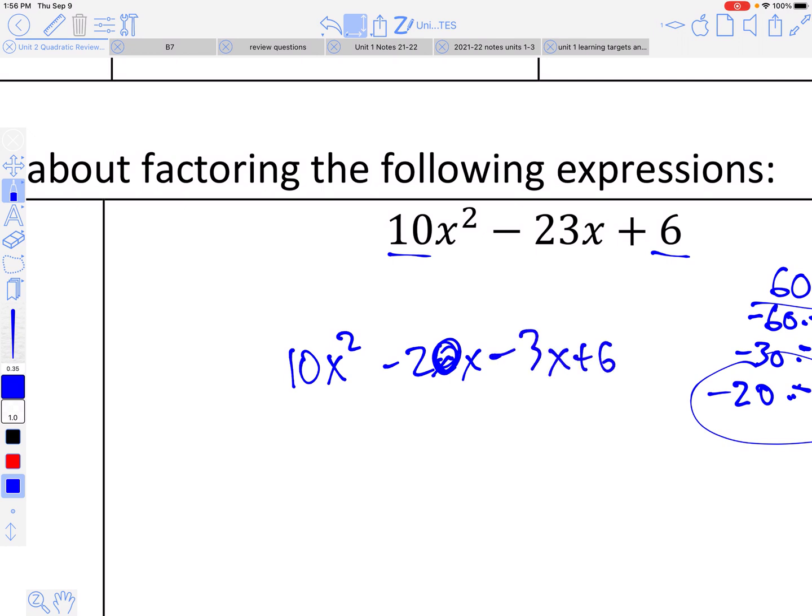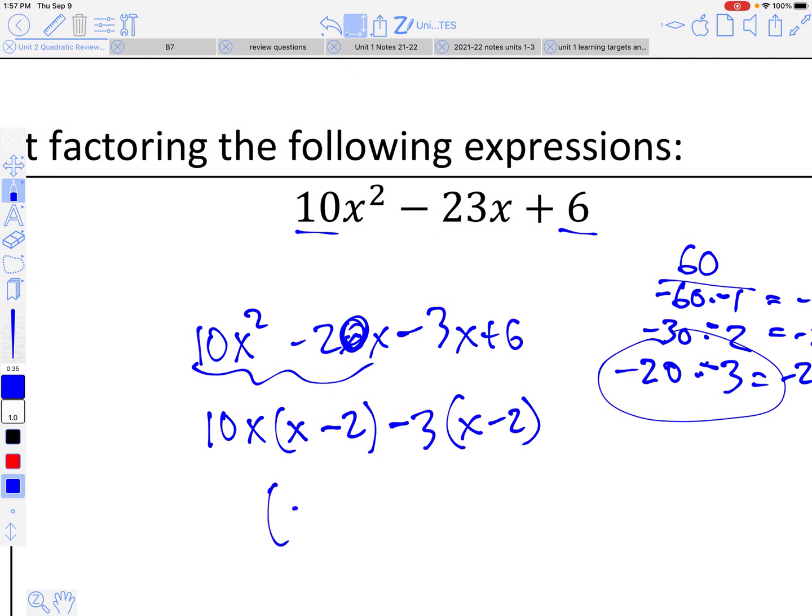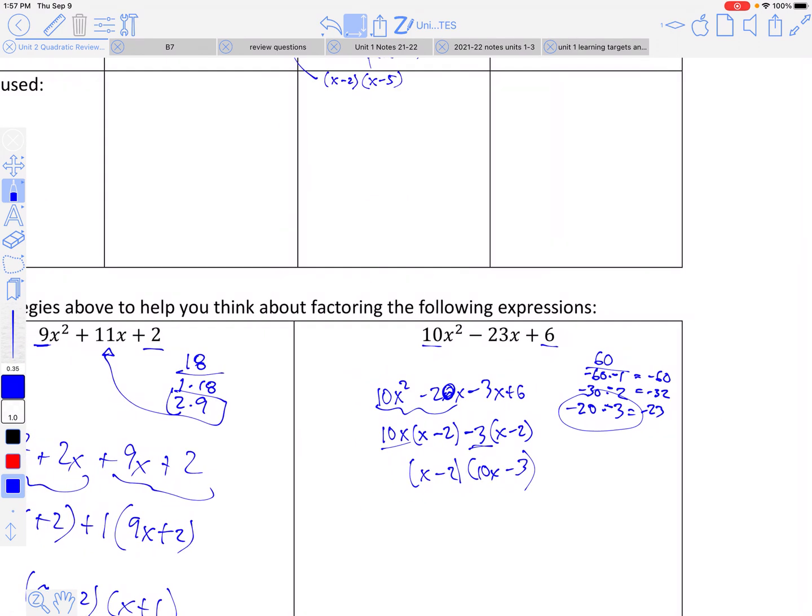All right, so factor by grouping. 10 and 20 both have a multiplier of 10 in them. So that is going to be nice. I pulled out an x as well, right? And then we'll have minus. We pull a 10 out of 20, minus 2. Okay, we're going to pull out a 3 on this one. All right, so we have x minus 2, 10x minus 3, just pulling out the leftovers. All right, there you have it. Good luck. Let me know if you have any questions.